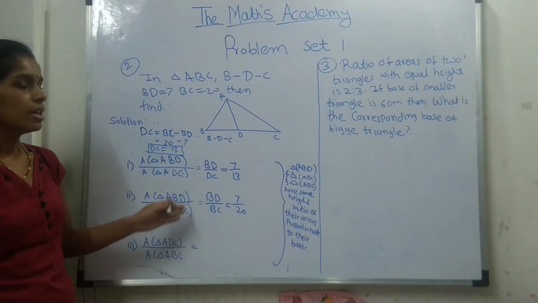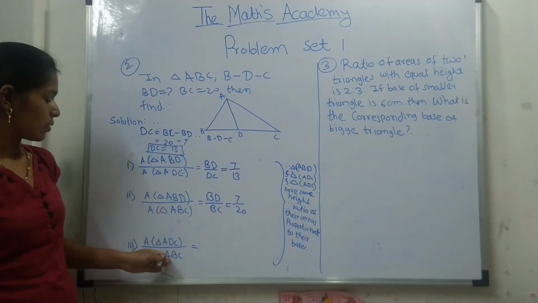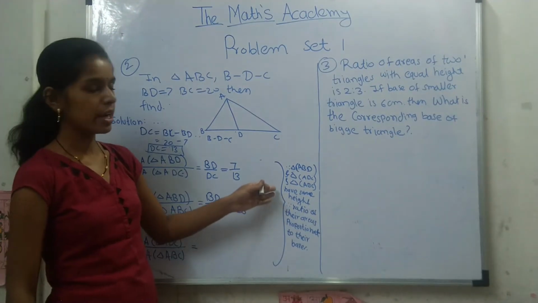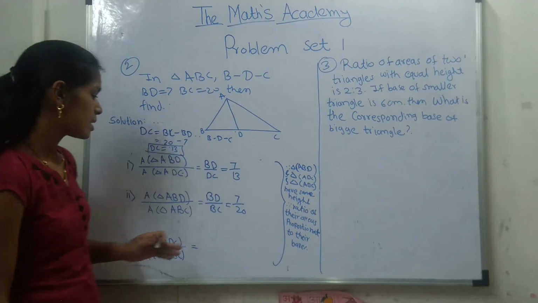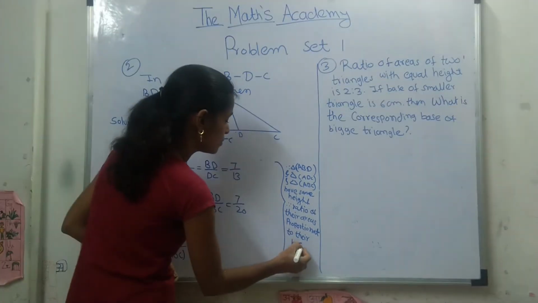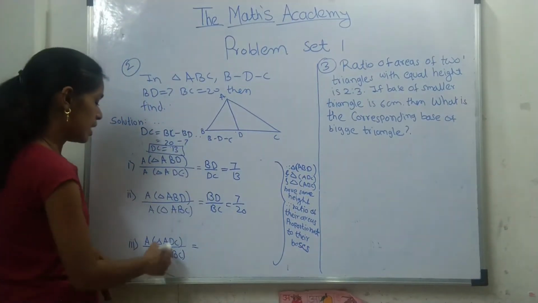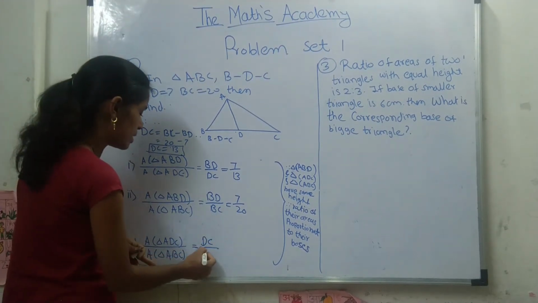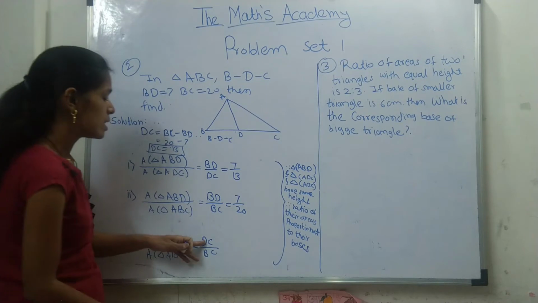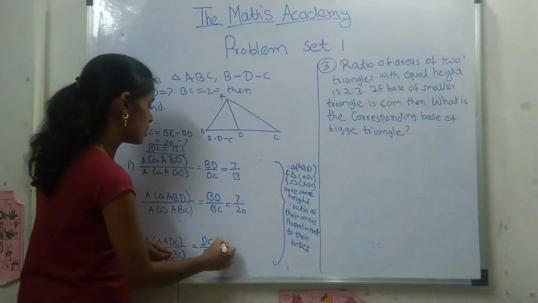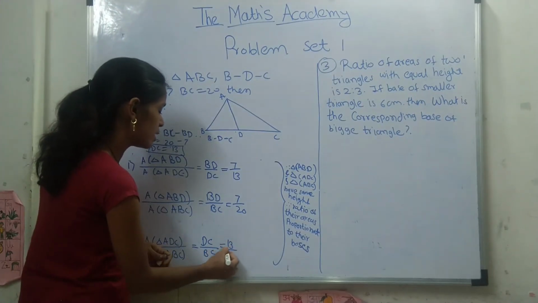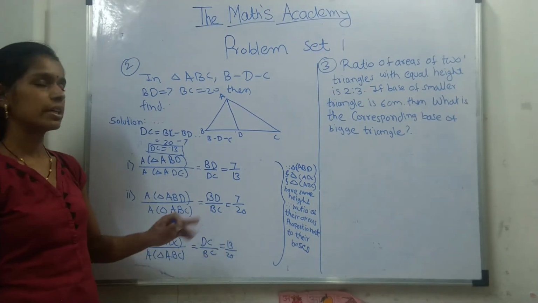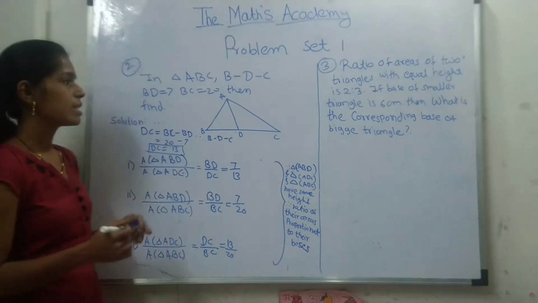And the last one: area of triangle ADC upon area of triangle ABC we have to find. In these two triangles, again they have the same height, so their areas are proportionate to their bases. The base of triangle ADC is DC, the base of triangle ABC is BC. So DC upon BC, as DC is 13 and BC is 20. So area of triangle ADC upon area of triangle ABC is equal to 13 upon 20. This is question number 2.